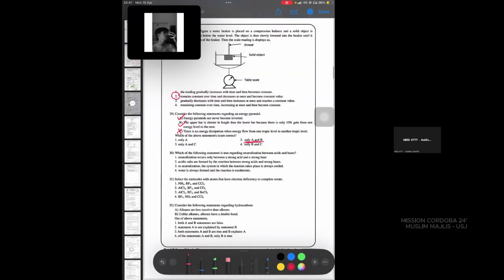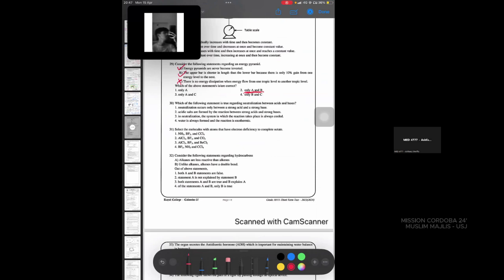Neutralization. What is neutralization? When an acid and a base react to give salt and water. Neutralization is an exothermic reaction. Always remember that. Neutralization occurs only between strong acid and strong base. That is false. With any acid and any base, neutralization can take place. So therefore that's false.